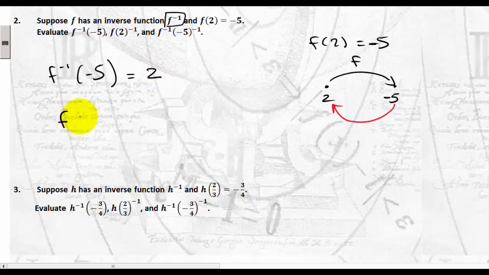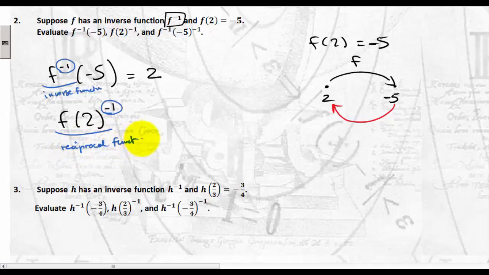Now, what is f of 2 and this right here? Guys, do not confuse this power negative 1 here with this one, right? This is the inverse function. Well, this is not the inverse function. This is a reciprocal function. Okay, this is a reciprocal function.